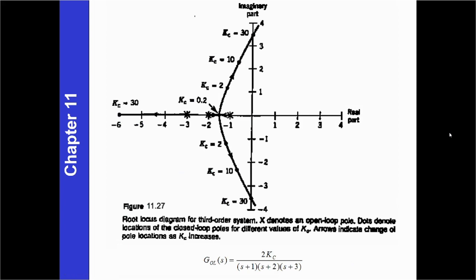And for the root locus diagram for a third order system, the X denotes an open loop pole, and the dots denote the location of the closed loop poles for different values of Kc. The arrow indicates the change of pole locations as Kc increases. Here GOL(s) equals 2Kc over (s plus 1)(s plus 2)(s plus 3).